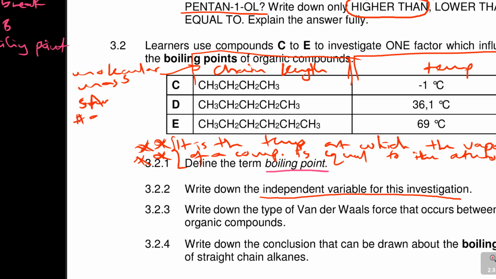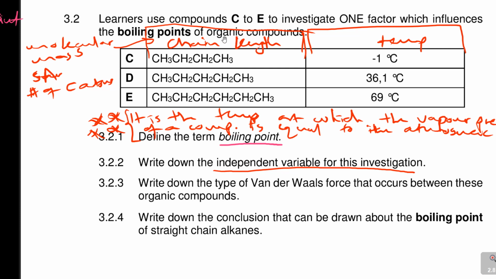You can use number of carbon atoms, because you see we're changing from 4, 5, 6, and then now they're saying which one of the two here. Independent, what are you changing? Remember, the independent is what you are changing. You're changing the type of compounds, the chain length. So here the independent is the chain length. That's what you must write there, chain length.